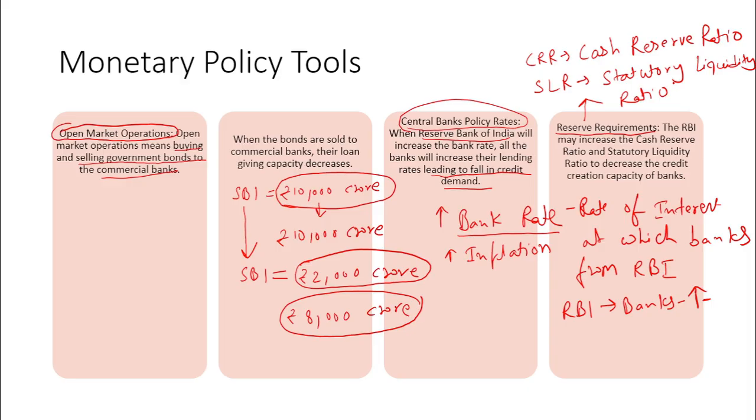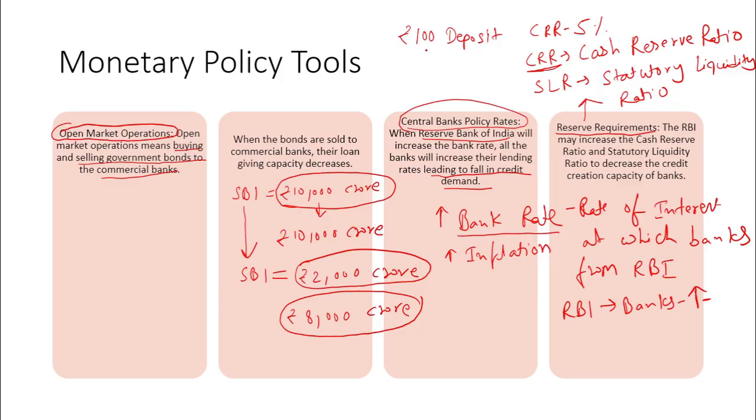Now let me explain what exactly is CRR and SLR. Let's first of all take CRR, which is the cash reserve ratio. Cash reserve ratio is the percentage of total deposits with a bank which it has to keep with it in cash. So if a bank has rupees 100 deposit, and if CRR is 5%, what does it mean?